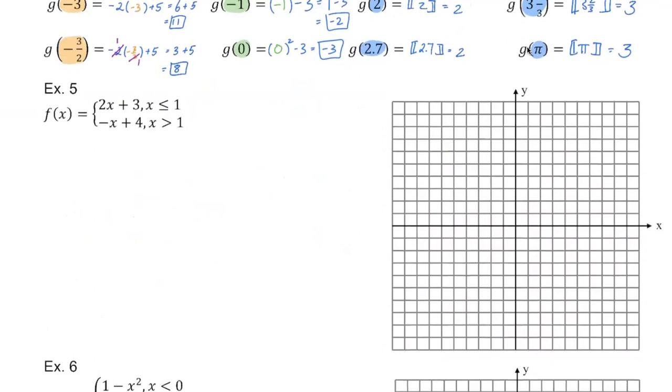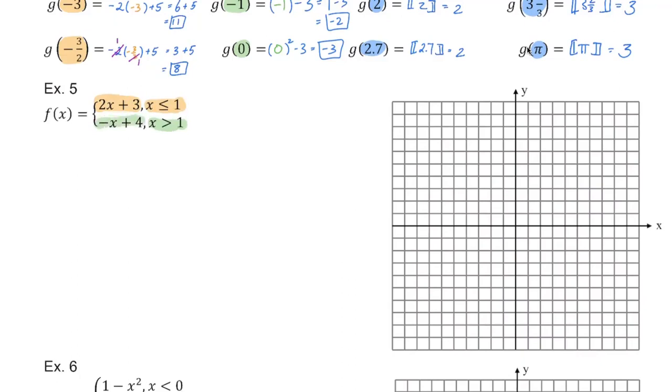Now, what about the graphing part? Again, we have these pieces. We have x less than or equal to 1, which is 2x plus 3. And then we have x greater than 1, which is negative x plus 4. So we're going to draw these two graphs.